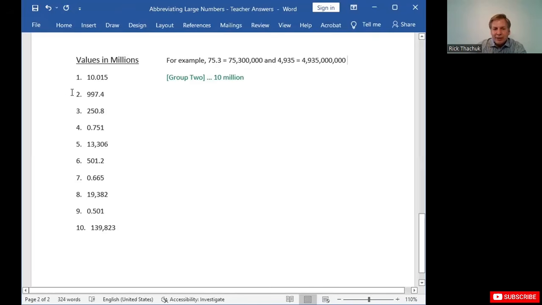Number 2, 997.4 million. Expanded is 997,400,000. Well, that's pretty close to a billion. Actually, it's just under a billion.